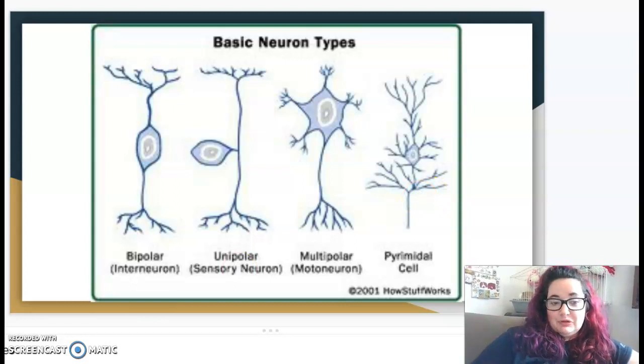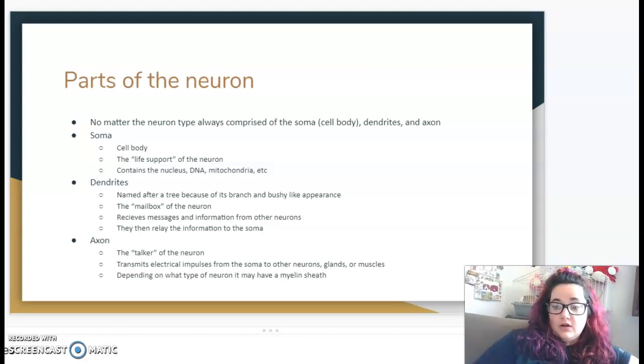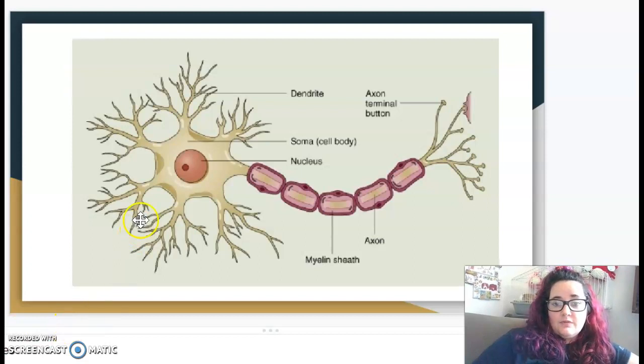So let's go over what the parts of the neuron are. The parts of the neuron, no matter what type of neuron, so one of those four that I mentioned earlier, will always be comprised of the same things, which are the soma, or the cell body, the dendrites, and the axon. Before we go over what they are, let's look at a picture. So this would be the cell body, this is the dendrite, and this is the axon along here. Now let's get into what makes each one.